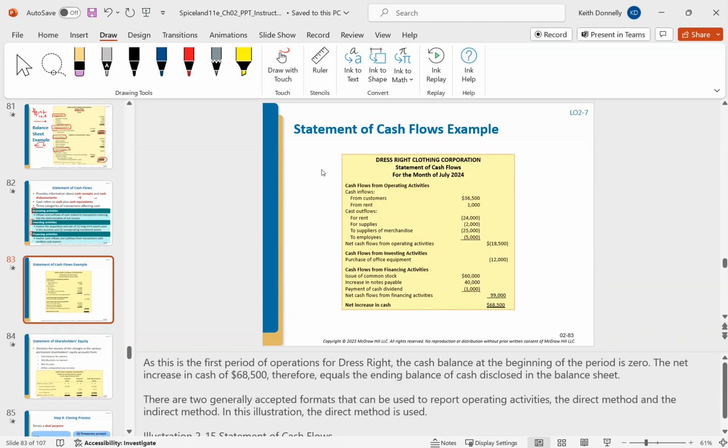So here's that setup. We have our cash flows here. We have the operating, the investing, and the financing. When we run the numbers on that, the negative and the positive, we have a net increase in cash of 68.5.